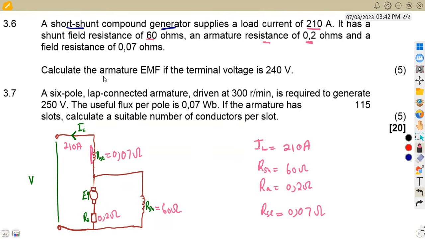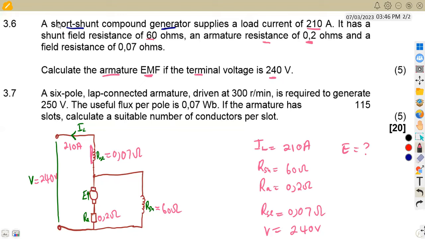So calculate the armature EMF, which is the generated EMF for the generator in this case, which is E. So we are asked to calculate our E, the one that we do not have, but given a terminal voltage of 240 volts. So this is our terminal voltage here of 240 volts. So what can we do from this information? That is the question you need to ask yourself.